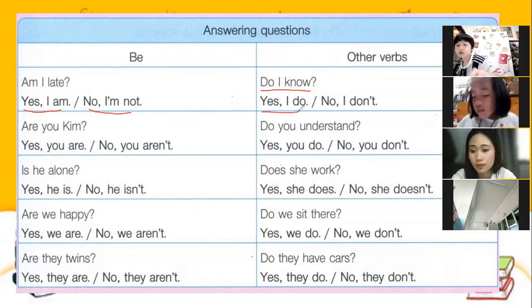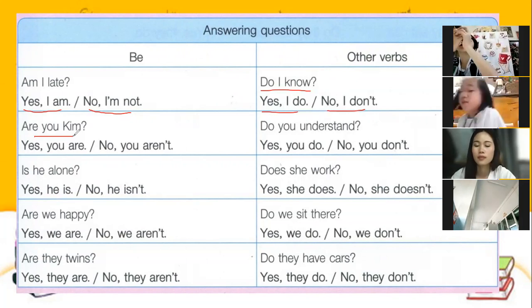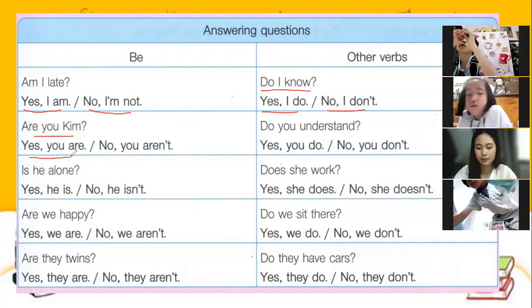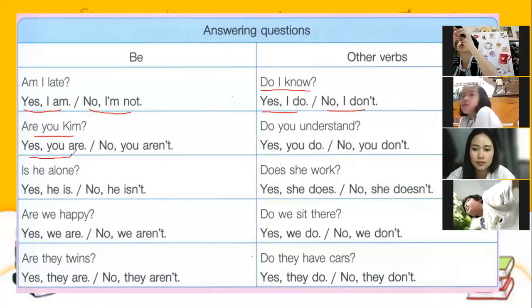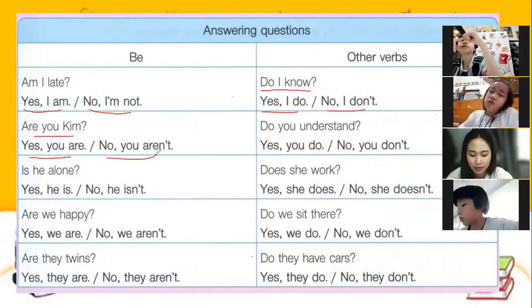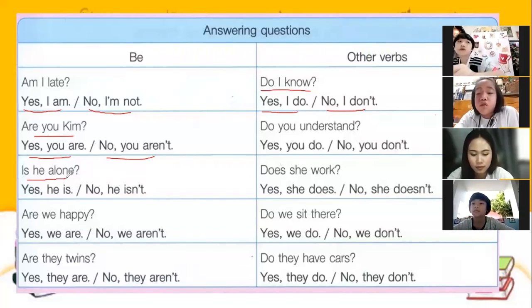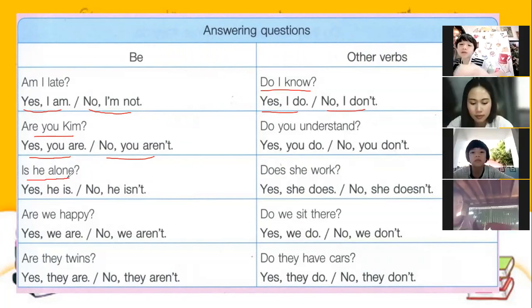So yes, I do. Affirmative. Right? No, I don't. That is negative. Similar. Are you Kim? That means question. Right? Yes, you are. That's affirmative. No, you aren't. It's negative. Now, is he alone? Question, right? Yes, he is. Affirmative. No, he isn't. Negative.